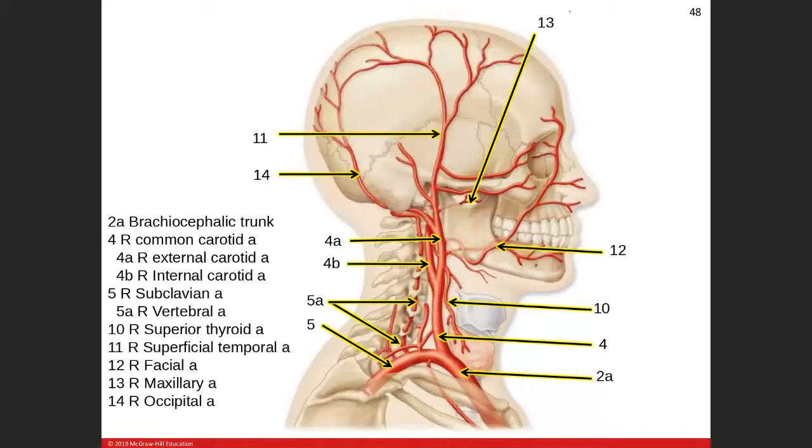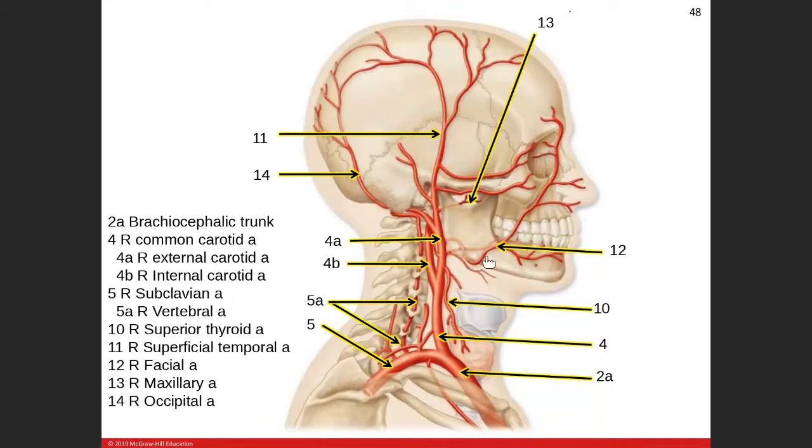Let's just check if you guys don't have this. So if you want, go ahead, feel free to take a picture, because you may see this on your exam. This right here, we've already talked about a bunch of this, but one of the ones that we didn't talk about was number 12 here, the facial artery.